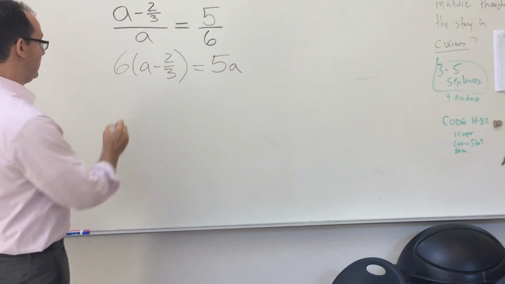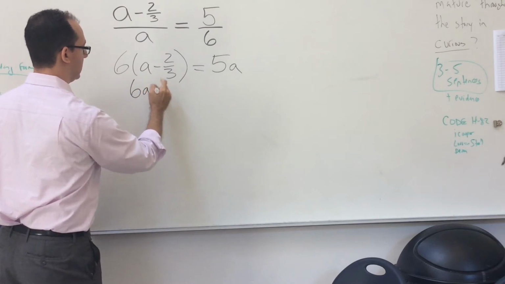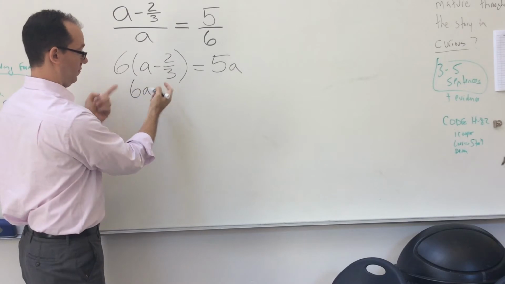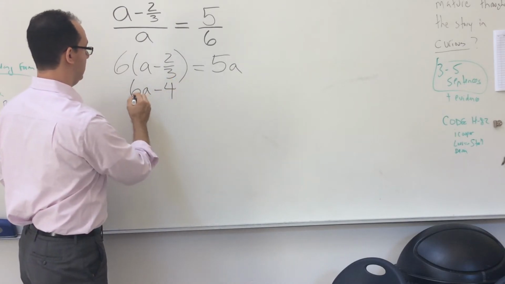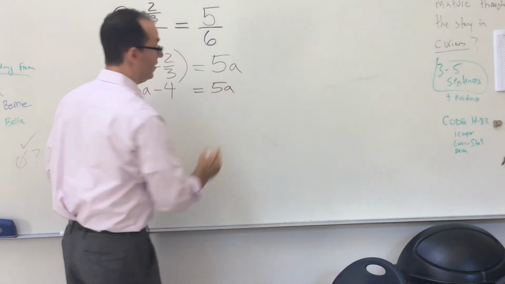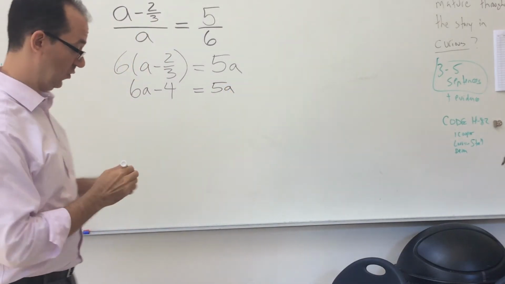So let's first carry this out. 6 times a is obviously 6a. 2/3 times 6 is 4. Needs to be minus 4. 6a minus 4 equals 5a. So this is when we get to the point where the variable is on two sides of the equation.